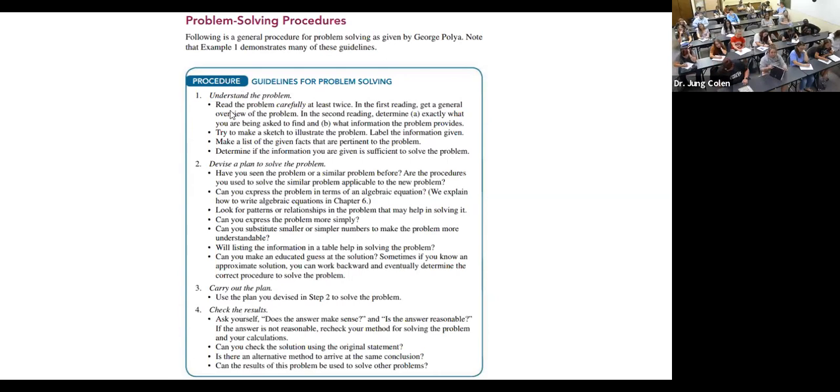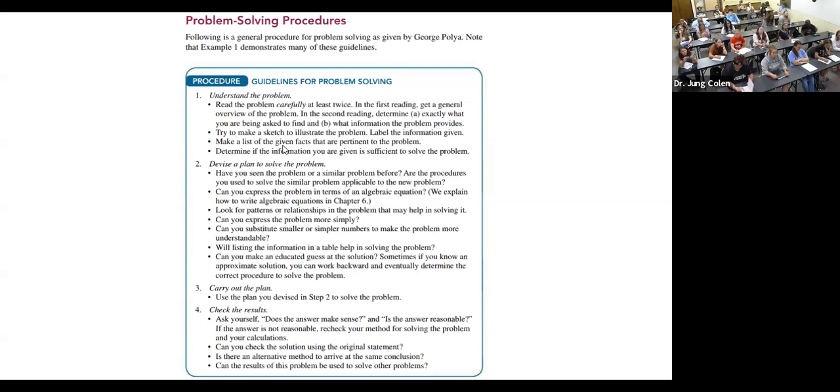More specifically, in more detail for each of these 4 steps, to understand the problem, you can read the problem carefully at least twice. In the first reading, get a general overview of the problem. In the second reading, determine exactly what you are being asked to find and what information the problem provides. Some of the information is important for you to use to solve the problem. Some of the information is useless. You need to determine which is useful and which is not.